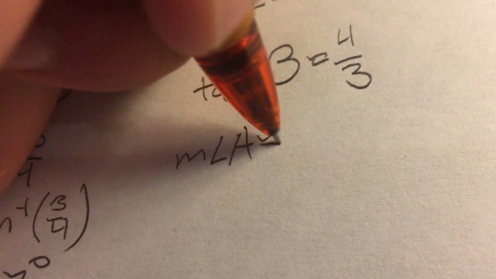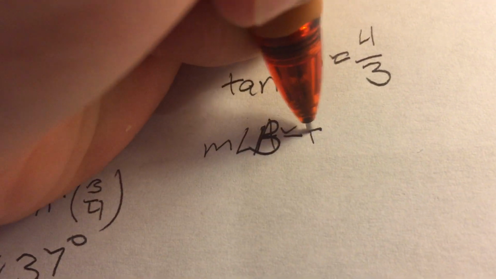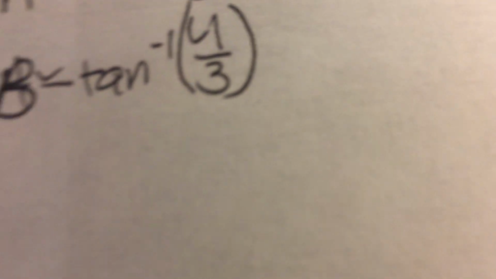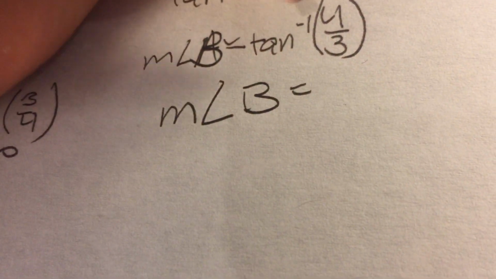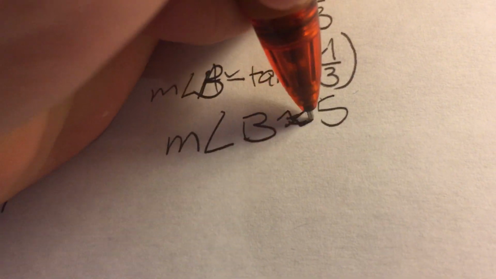Measure of angle B equals the inverse tangent of 4/3. Sorry, I looked at something else. Don't say times, that's the wrong terminology. And then you guessed it. I'll give you some time to figure it out anyways. Put it in your calculator. B equals 53. It's about 53 degrees.